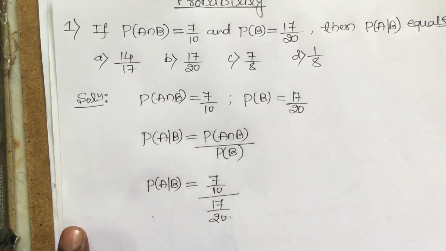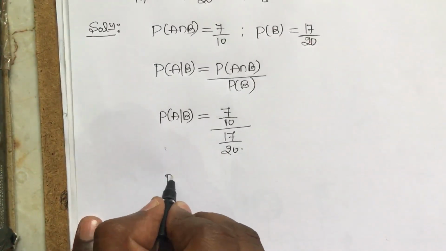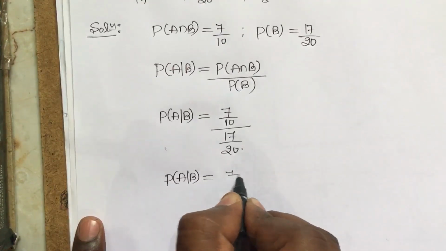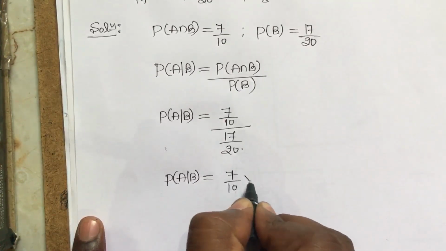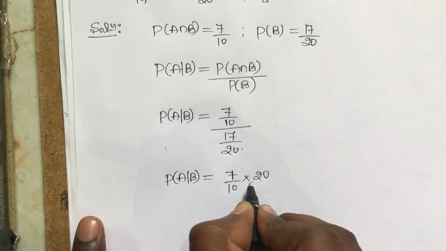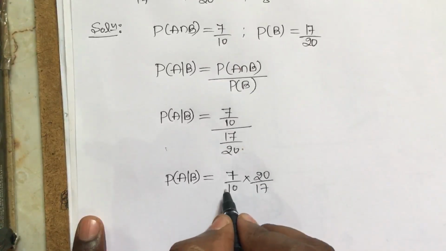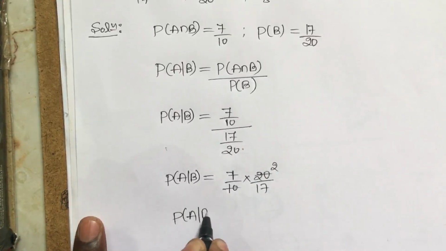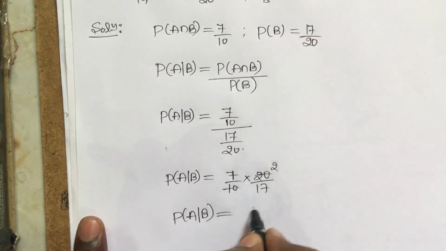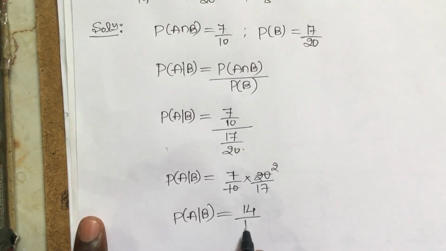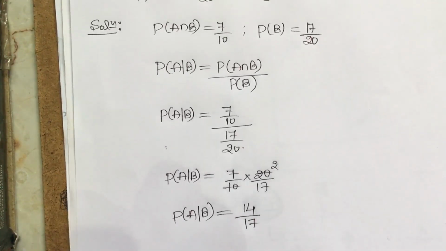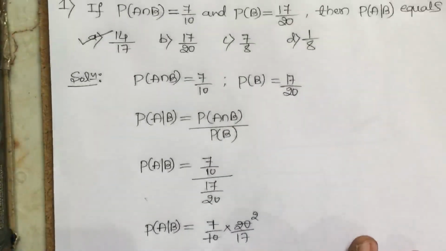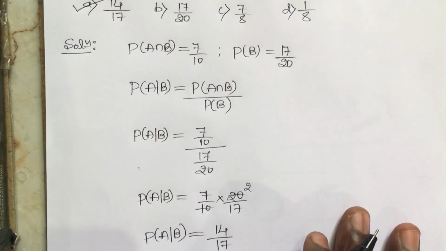17/20. If you simplify this further, P(A|B) equals 7/10, I write it as it is, and this can be written as 20/17. So 10 ones are 10, 10 twos are 20, P(A|B) equals 7 into 2, it is 14/17. Hence the answer is option A. So this is all about the first question of the exemplar problem.